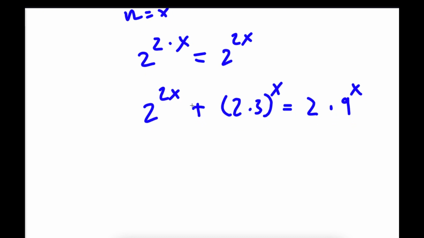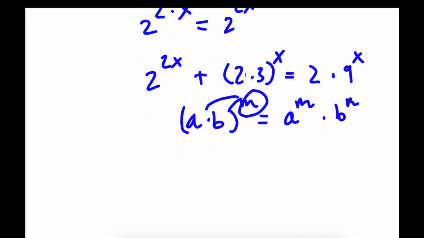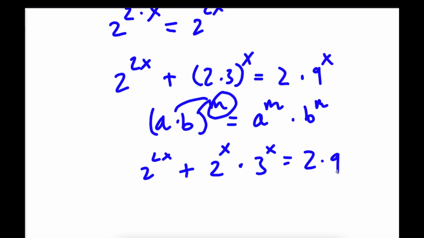Now, if I have something in the form a times b to the power of m, this is equal to a to the power of m times b to the power of m. So the exponent here simply distributes over our terms. So I'm going to be using this property for 2 times 3 to the power of x. So we have 2 to the power of 2x plus, now for 2 times 3 to the power of x, I'm going to write this as 2 to the power of x times 3 to the power of x. This is equal to 2 times 9 to the power of x.